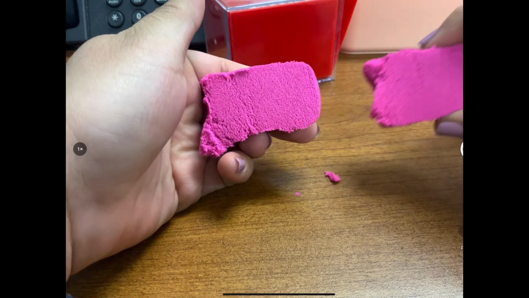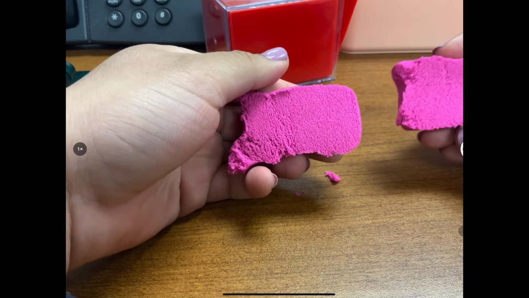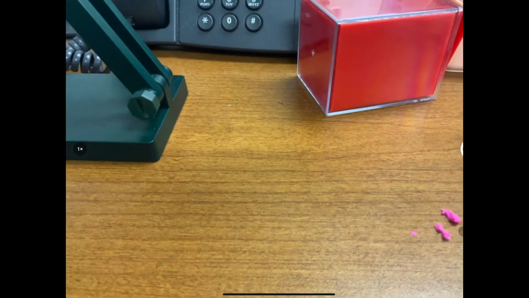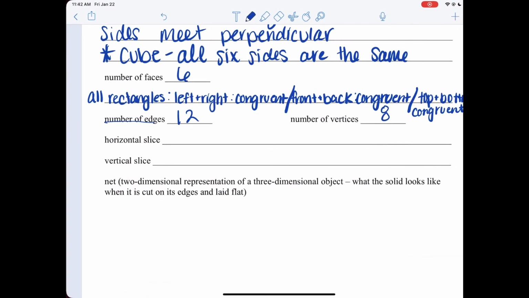Now obviously this isn't a perfect rectangle, but if I look closely, it is giving me a right rectangle. So my horizontal slice is going to be a rectangle. Now we're still doing the same exact thing, but this time, instead of going in the direction of a horizontal cut, we are going to make a vertical cut.